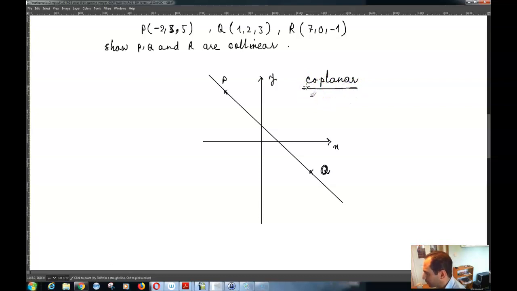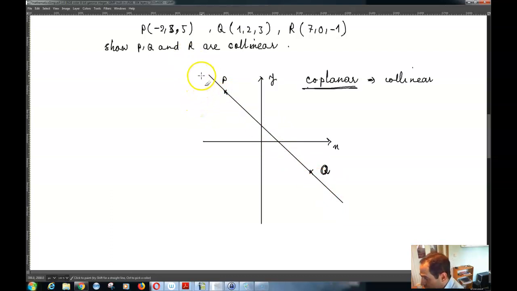So if the points are coplanar, meaning that they are on the same plane, then they are going to be collinear as well, because there is always one straight line that goes through those 2 points.